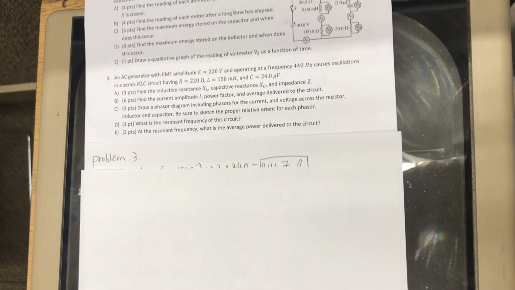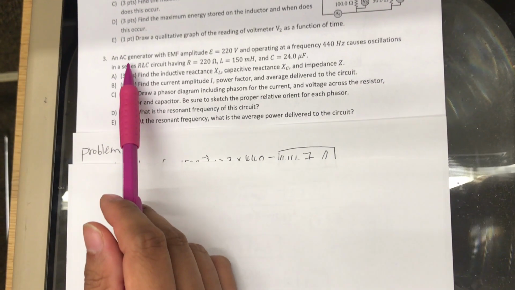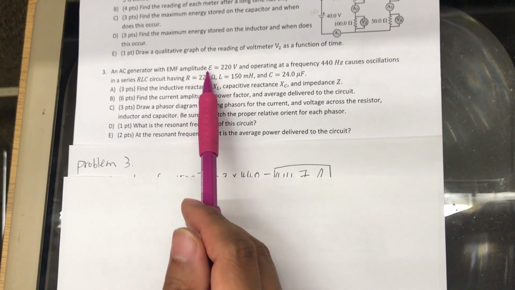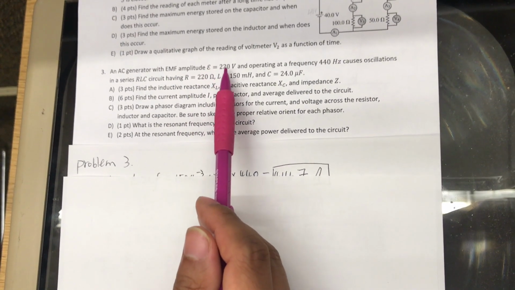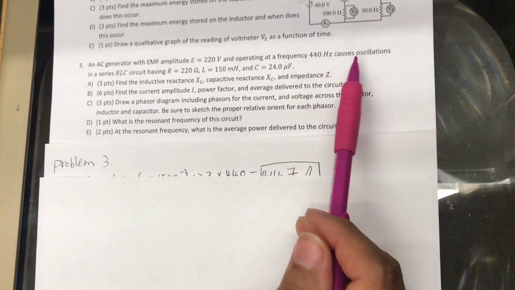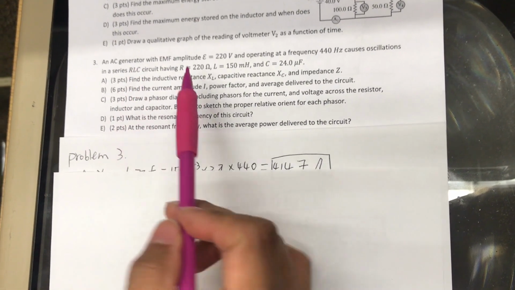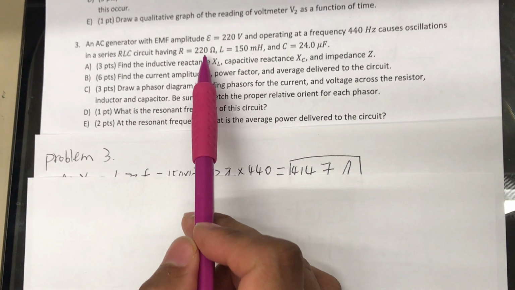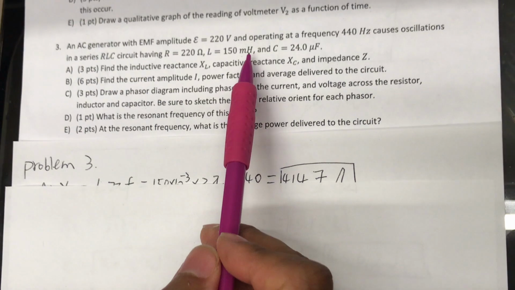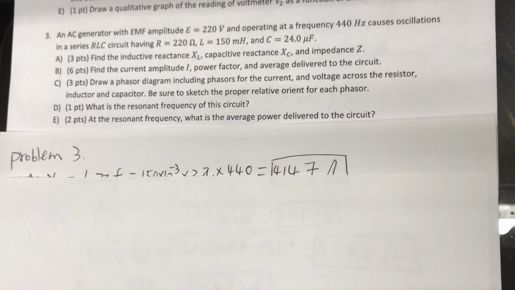Question 3. We're given an AC generator with EMF, electromotive force, amplitude epsilon equals 220 volts, and operating at a frequency of 440 hertz, causes oscillations in a series RLC circuit having resistance of 220 ohms, inductance of 150 millihenries, and a capacitance of 24 microfarads.